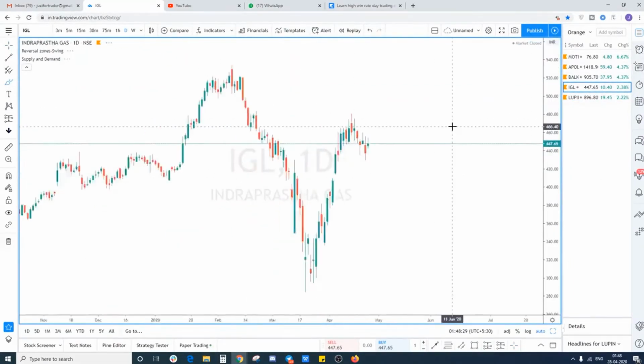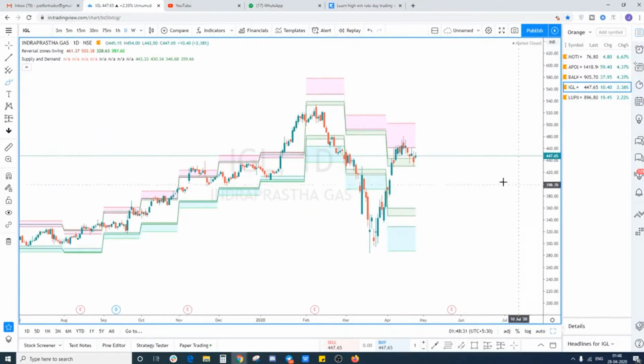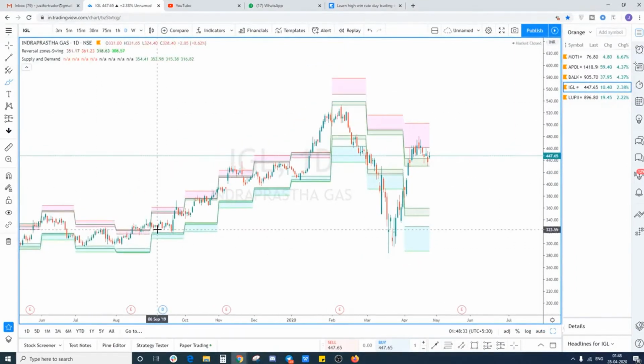Let's go for another stock. Look at this beauty, it has taken support and gone up. So this is how you take a trade. Don't expect huge returns. Just aim for very small profits. You can probably hold for 1 or 2 days, or maybe 3 or 5 days. That's it, don't look for more than that.